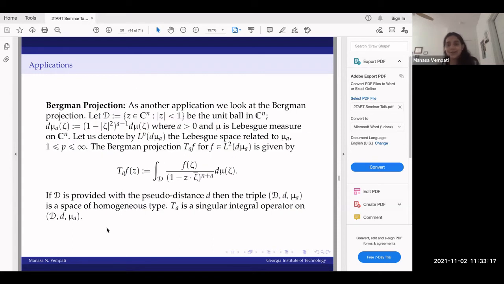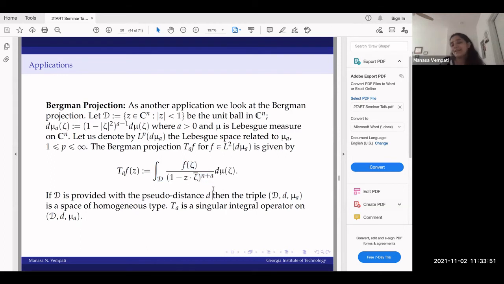Another example that could be of interest to many is the Bergman projection. So for the Bergman projection, we consider a unit ball in C^n that I'm denoting with D, and we consider the measure d mu_a of eta given as (1 minus |eta|^2) to the power of a minus 1. Mu here is the Lebesgue measure on C^n, and we consider the L^p space on d mu_a. This is a Lebesgue space related to the measure mu_a. And we can define the Bergman projection T_a f as this integral.